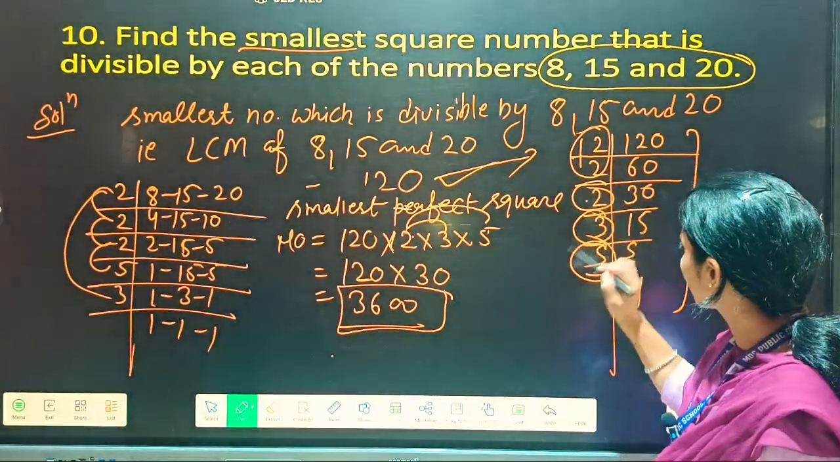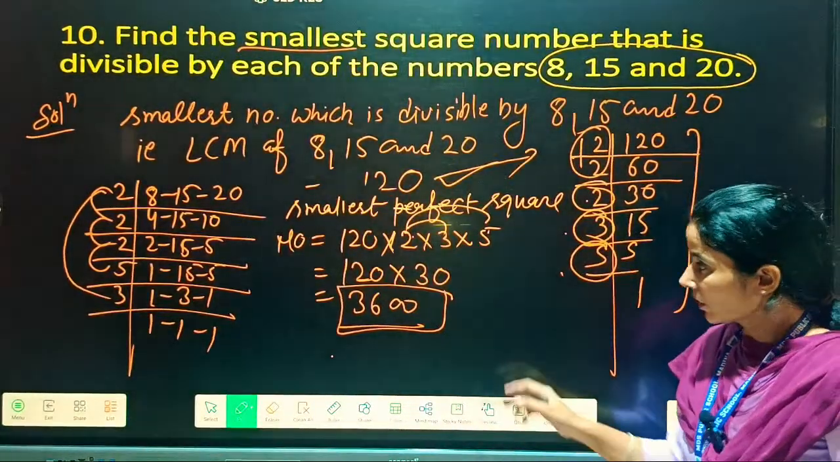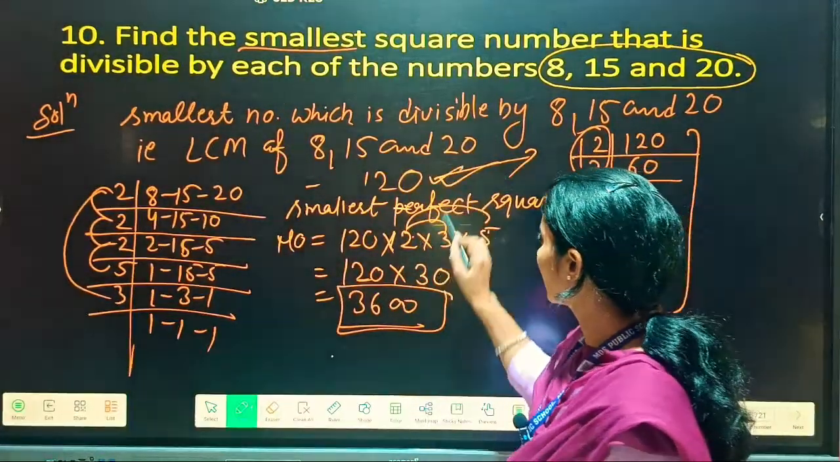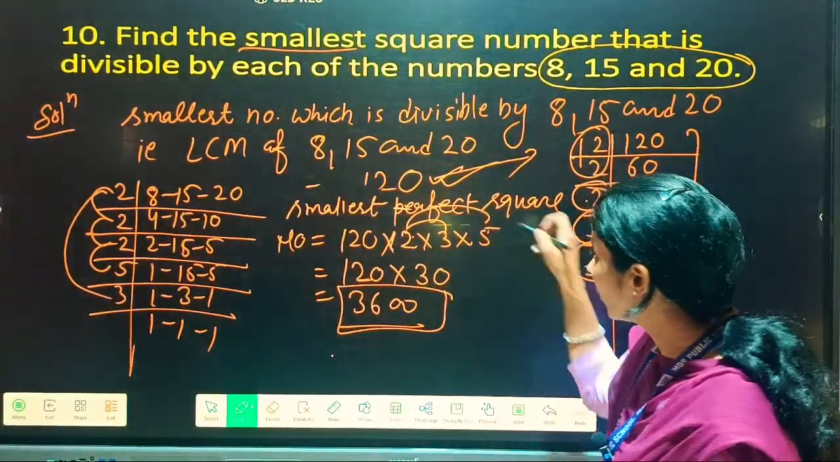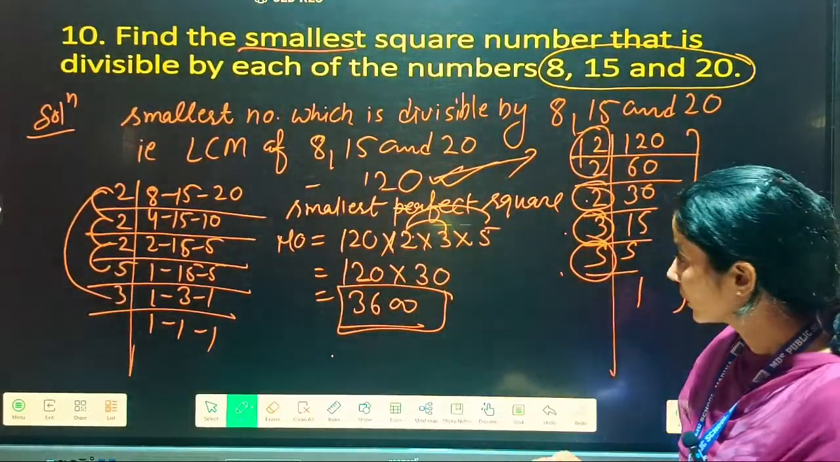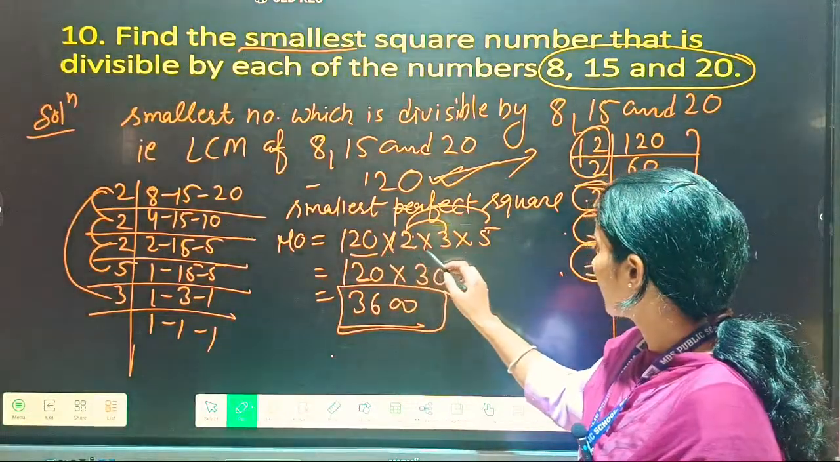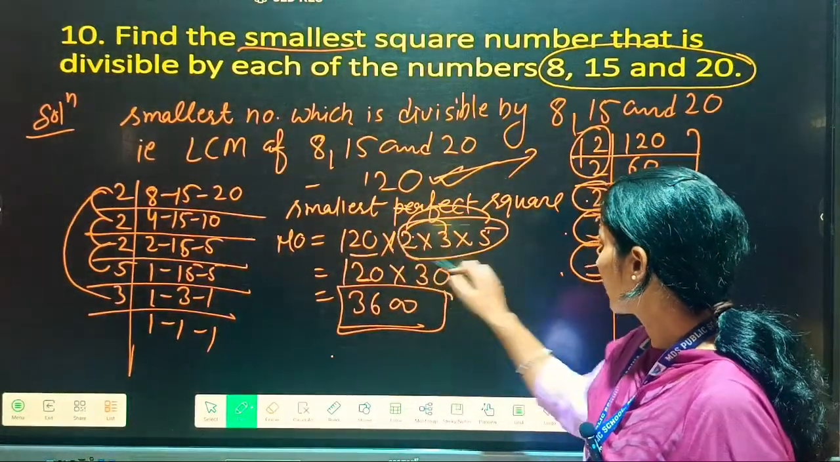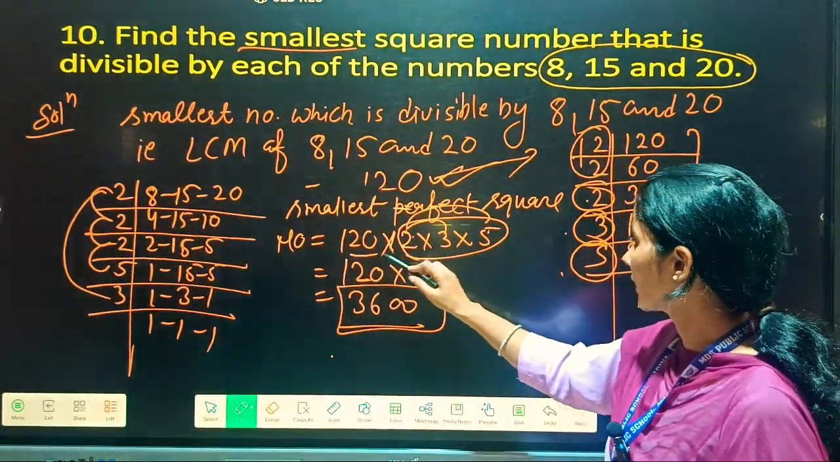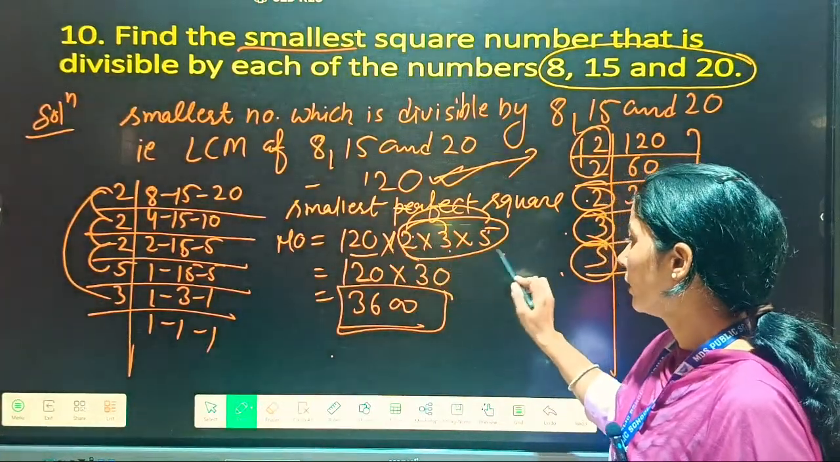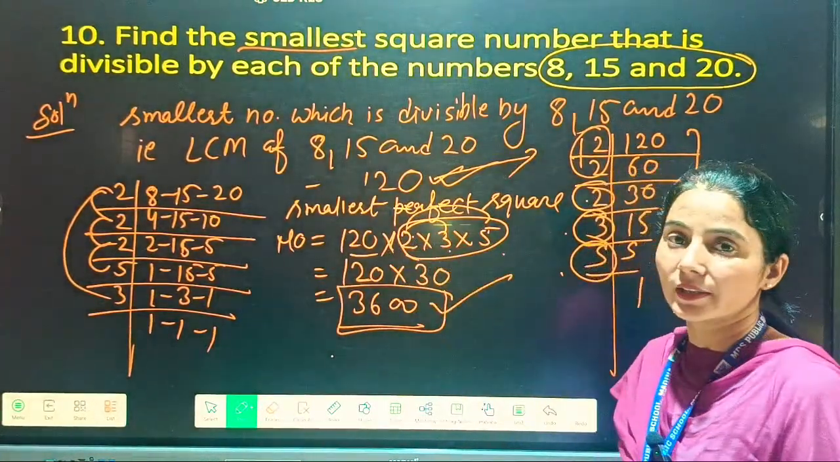We got these factors unpaired. So if we have to make this a perfect square, then all its factors must be paired up. Okay. Now in 120, these three factors were unpaired. So we have to multiply the given number by 2, 3 and 5 to obtain a perfect square. Thank you.